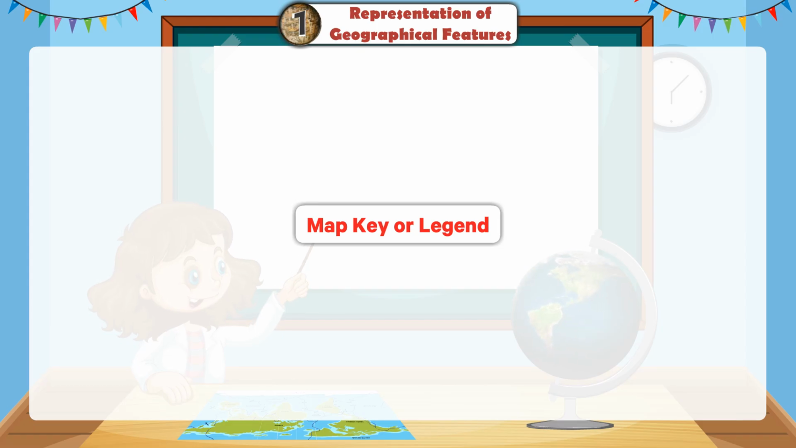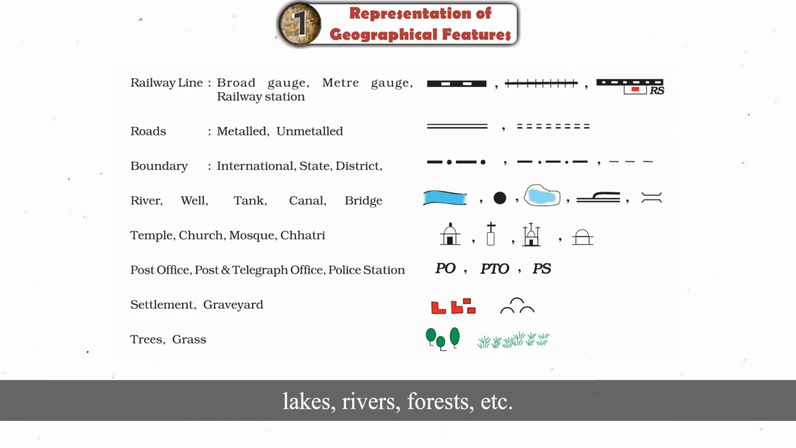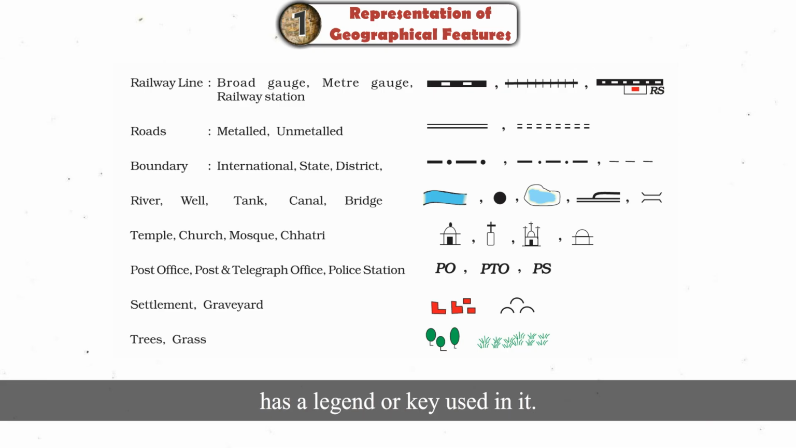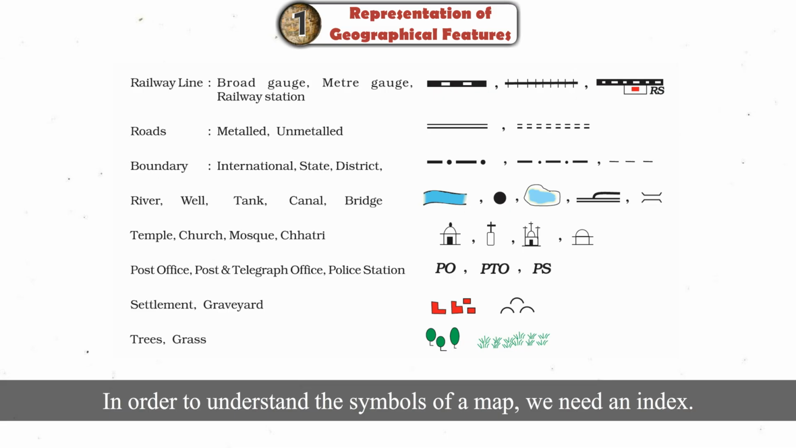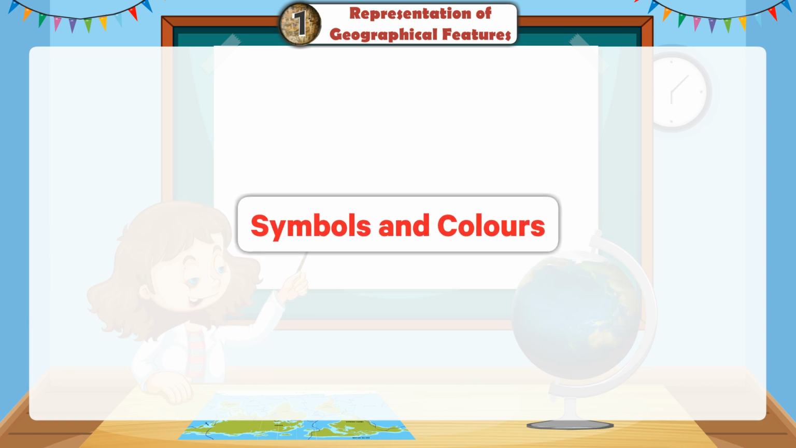Map key or legend. Since different features like railway lines, bridges, settlements, mountains, lakes, rivers, forests, etc. cannot be shown in their actual form because of paucity of space, every map has a legend or key used in it. In order to understand the symbols of a map, we need an index. The map key or legend provides the meaning of each symbol, color, shape, and line.